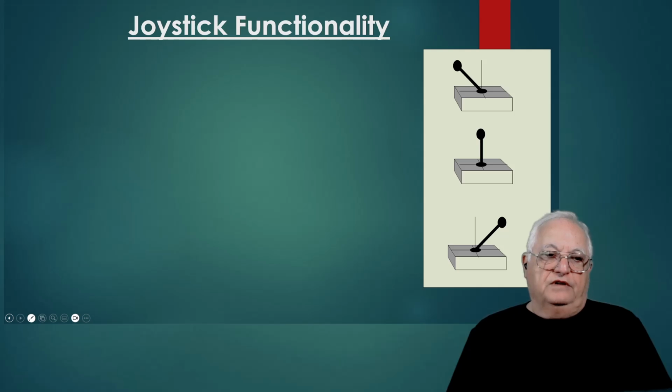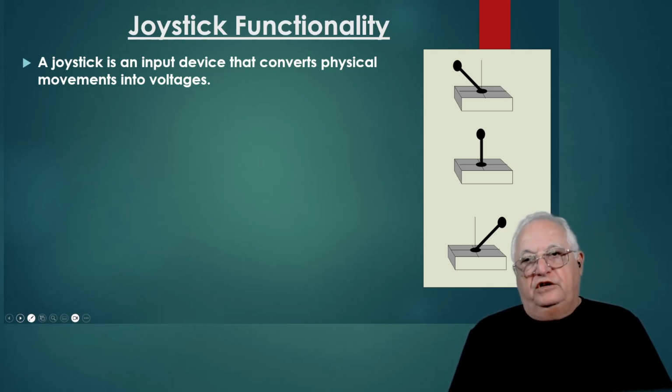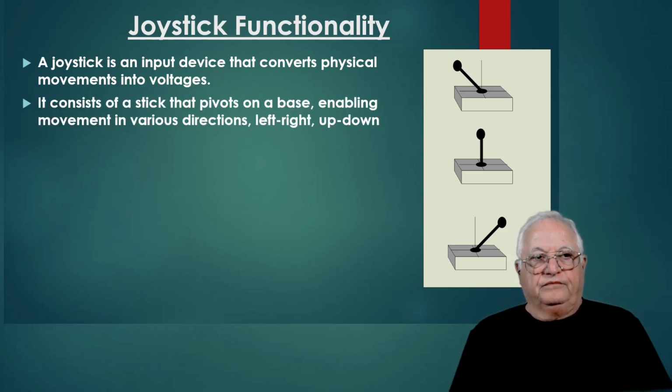Joystick functionality. A joystick is an input device that converts physical movement into voltage. It consists of a stick that pivots on the base, enabling movement in various directions, such as left to right and up to down.